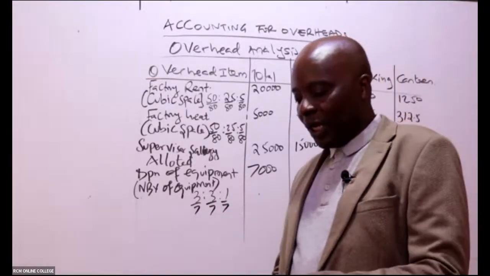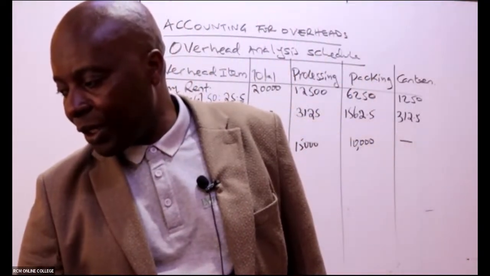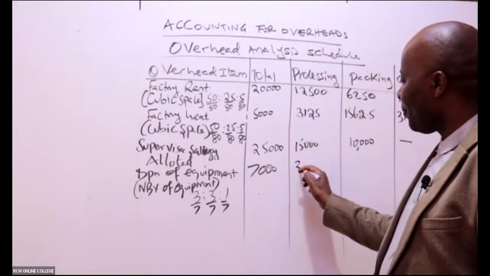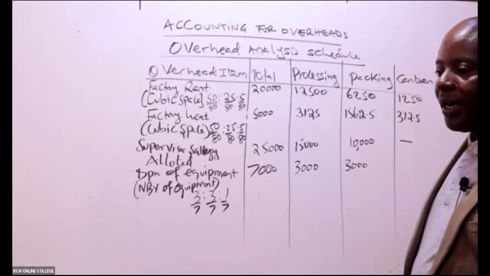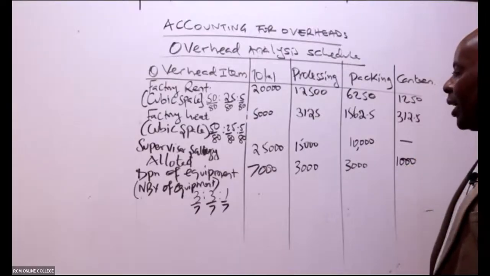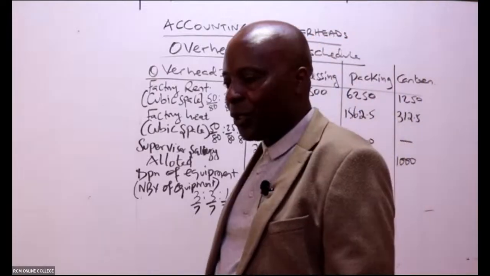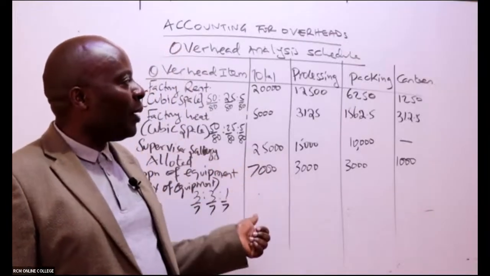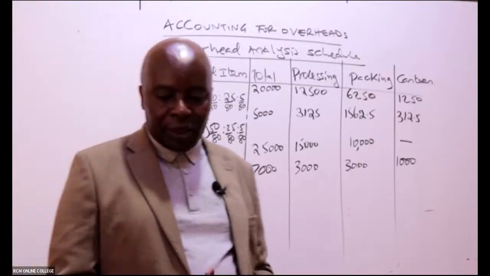Can you kindly go ahead and give us these numbers now that you are great ninjas. NBV of equipment: Mercy gives me 3,000. This is as well 3,000. And lastly here we have 1,000. Let me know whether you have been able to write up to where Mwalimu is. Thank you so much, ladies and gentlemen.